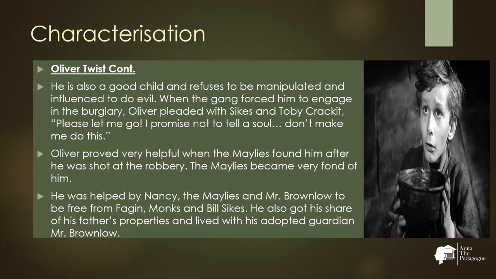Oliver proved very helpful when the Maylies found him after he was shot at the robbery. This made the Maylies become very fond of Oliver. He was helped by Nancy, the Maylies, and Mr. Brownlow to be free from Fagin, Monks, and Bill Sykes. He also got his share of his father's properties and lived with his adopted guardian, and that is Mr. Brownlow.